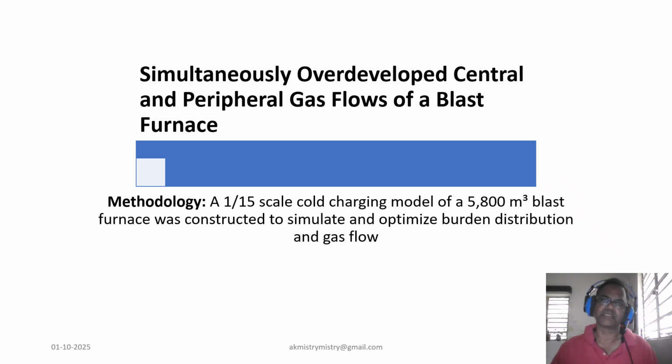Blast furnaces are generally aiming for two gas flows, where operators aim for both a strong central and a strong peripheral gas flow to maximize productivity. However, this approach can often lead to unstable furnace operation.